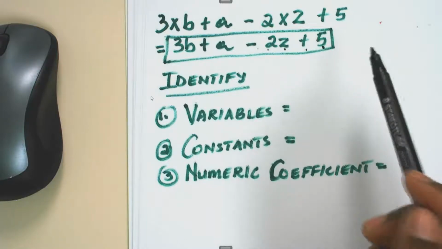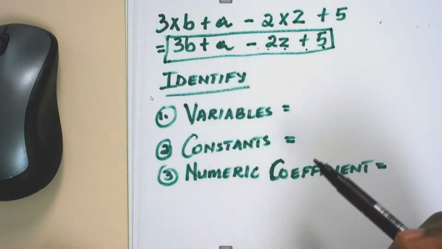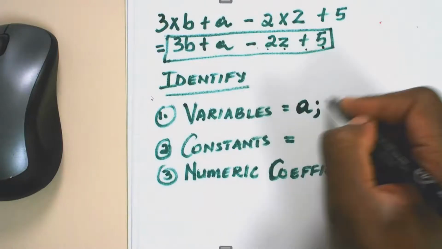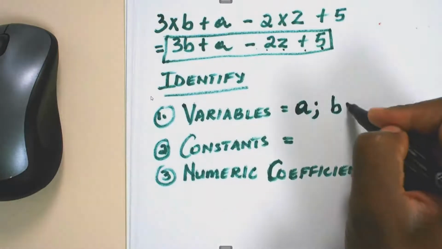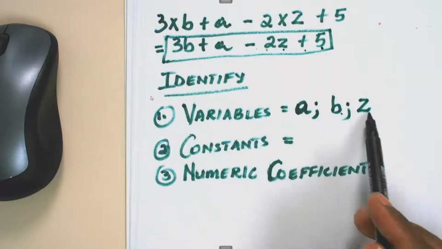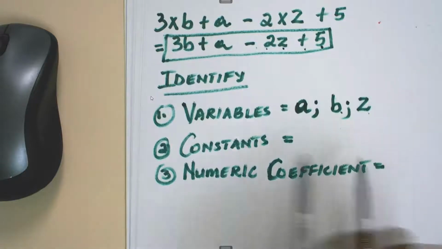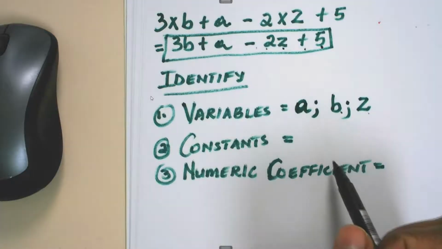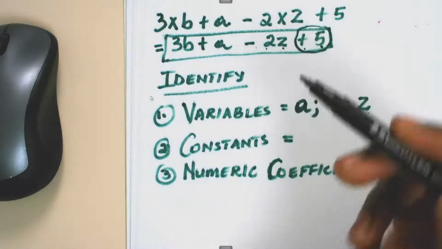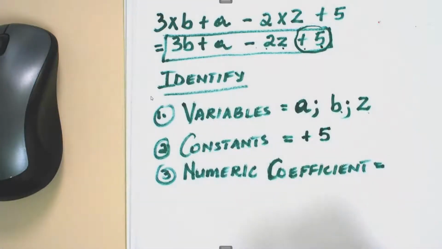Remember, we said a variable is any alphabet. Now, what could be the variables here? What are the alphabets there? Alphabets are going to be A, B, and Z. So these are going to be our variables. What are constants that could be found here? A constant is a number that is standing on its own. So it's going to be plus 5. Our constant is plus 5.